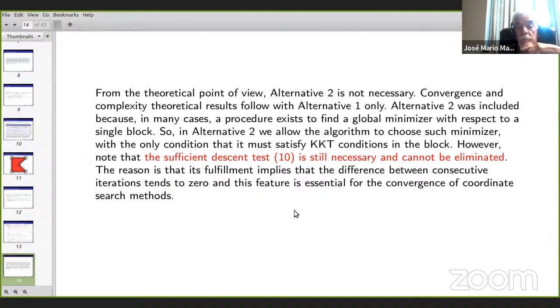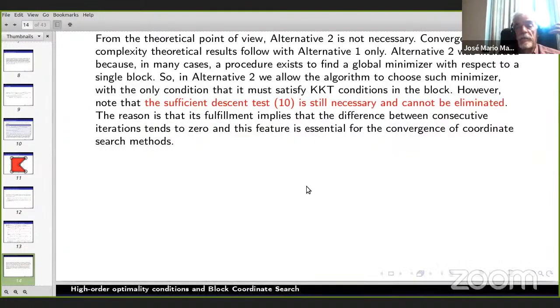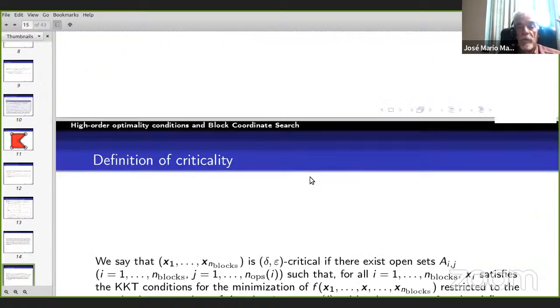The reason is that the fulfillment of the sufficient descent condition implies that the difference between consecutive iterations tends to 0, and this feature is essential for the convergence of coordinate descent methods.